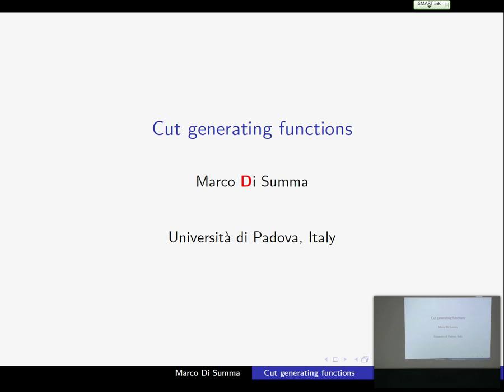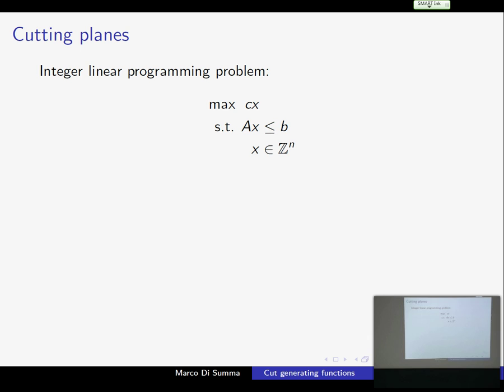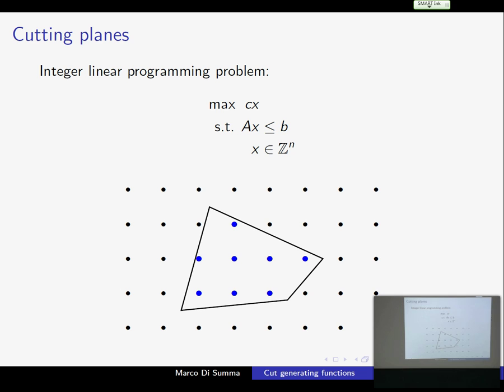It can be applied to a large class of optimization problems, but let's just keep in mind integer programming, so pure integer programming. You have a linear objective, linear constraints, and integrality requirements on every variable. As you know, you have integer points inside a polyhedron, and what you want to do is to find a cutting plane that is valid for the integer points in the polyhedron, but hopefully gives a better approximation of the convex hull.